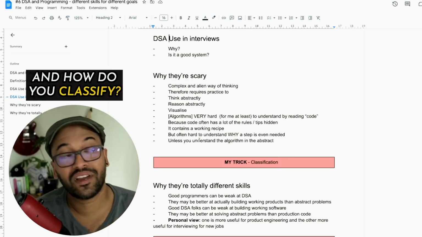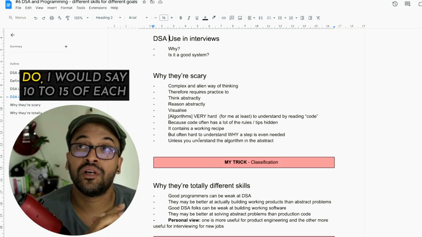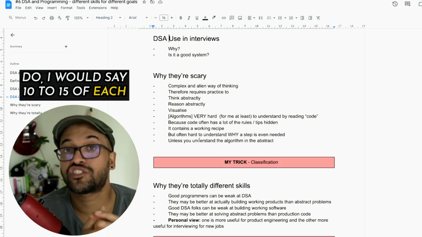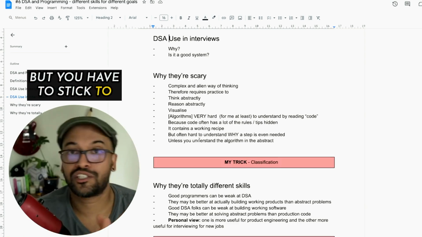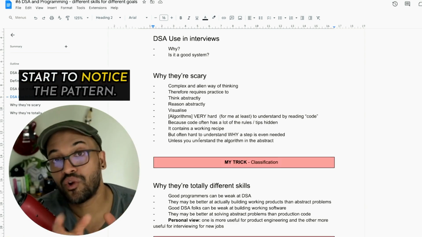And how do you classify? To be honest, you just got to do, I would say, 10 to 15 of each type of problem, and you'll notice it's a pattern. Right? But you have to stick through the first 10 or 15 before you start to notice the pattern.